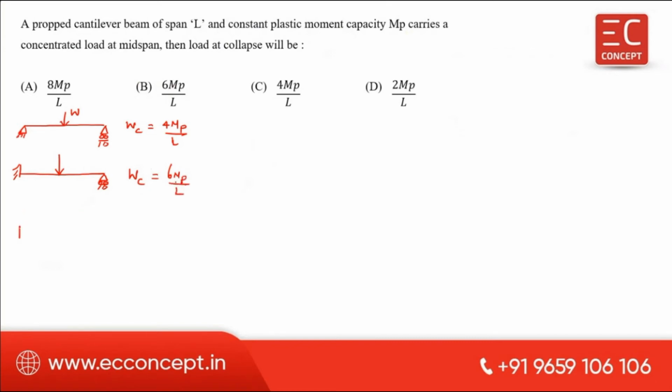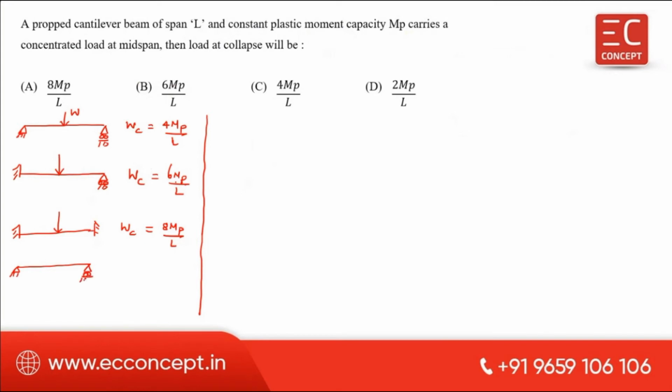The next one is a fixed beam subjected to point load at its center. Then you know the collapse load is equal to 8Mp by L. So these three. The next one is a simply supported beam.